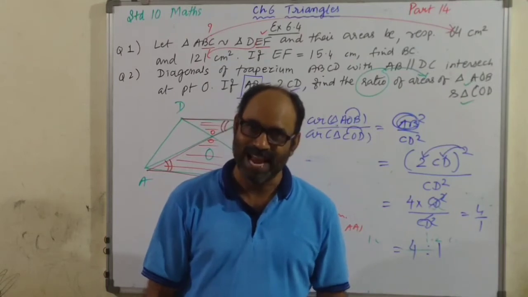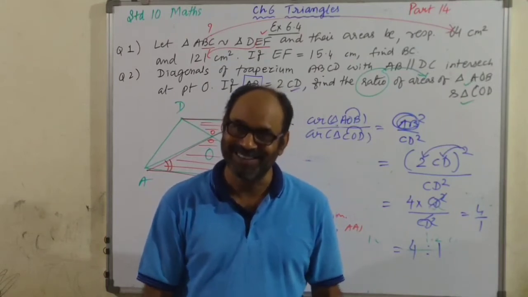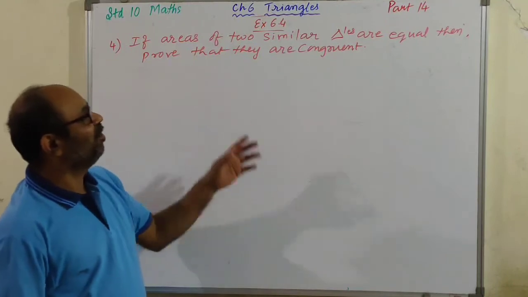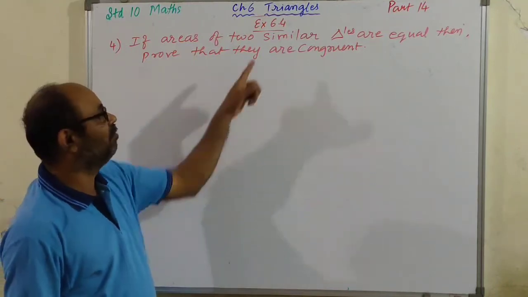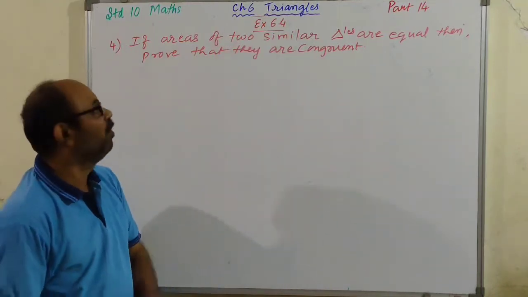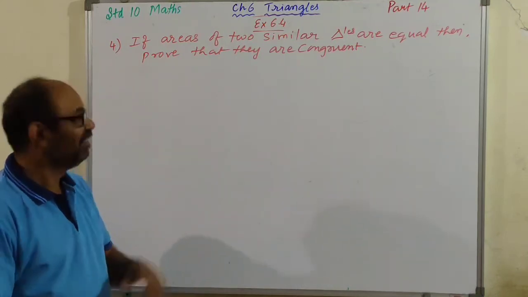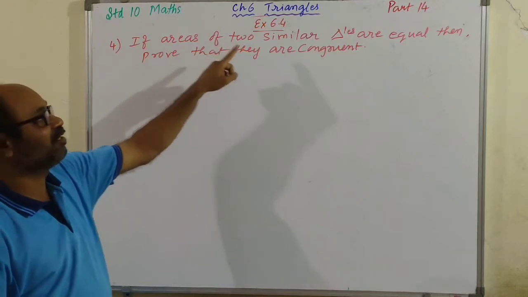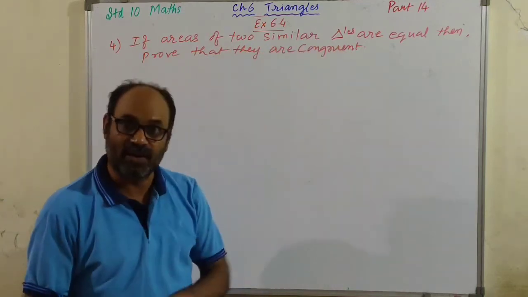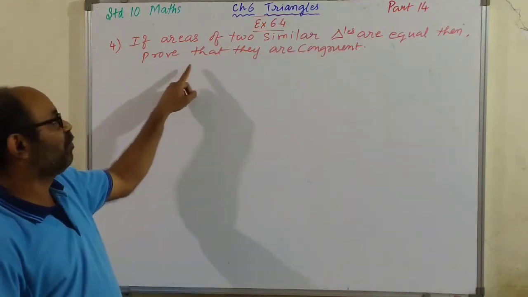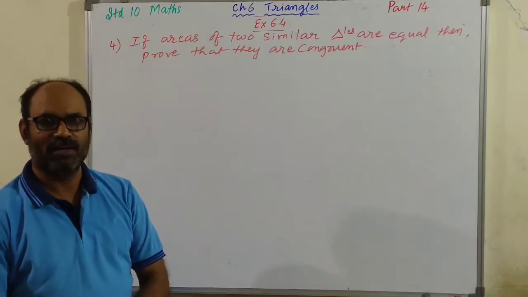I hope you understood that. Sure. Good. All right. So let's move to the next sum of exercise 6.4, and that is the fourth one. Let's see the statement. If areas of two similar triangles are equal, then prove that they are congruent.